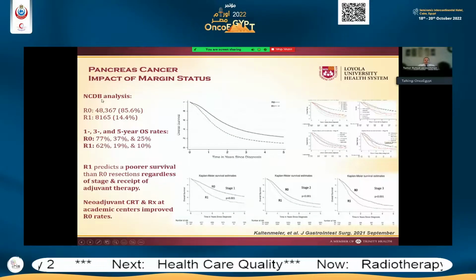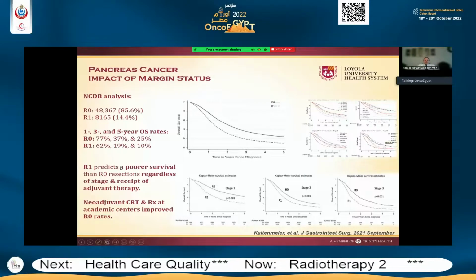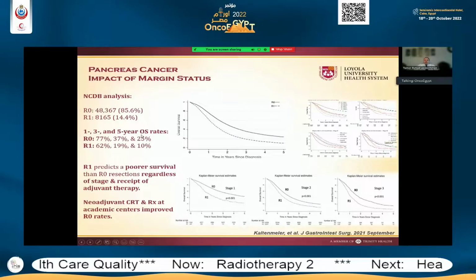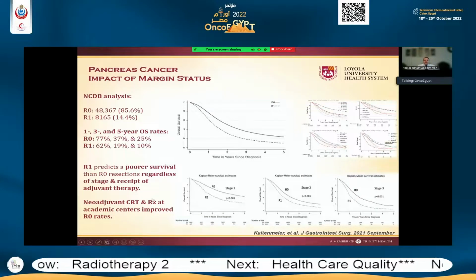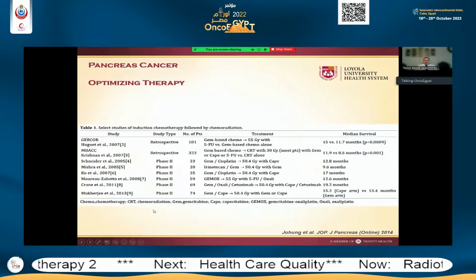In an NCDB analysis, arterial resection is proved to be of ultimate importance. It significantly improves overall survival at 1, 3, and 5 years. Positive margins predicted poor survival, regardless of the stage or the receipt of any adjuvant therapy. Neoadjuvant therapy improves the likelihood of R0 resection.